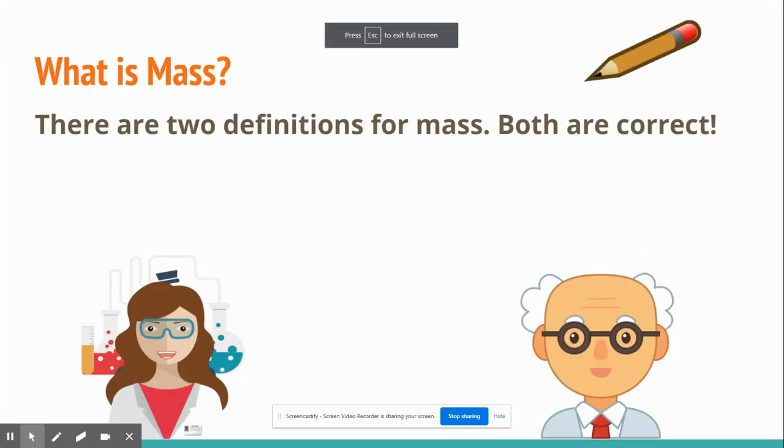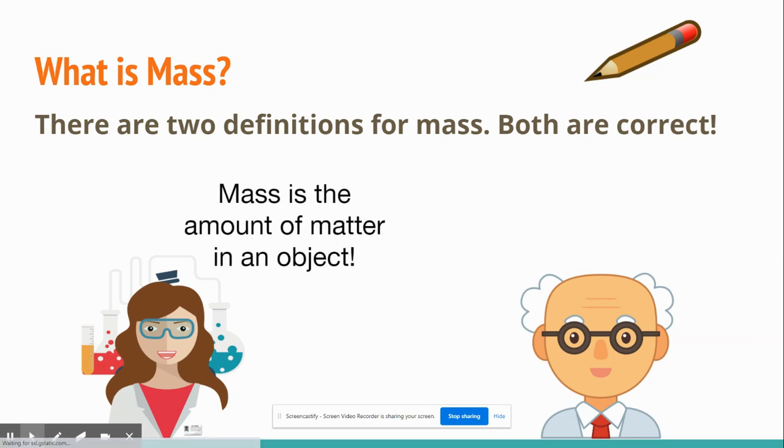So I keep using this word mass, but what exactly is mass? Now, there's actually two different definitions, and they're both right. Okay. Now, if you are a chemist, which I am, and you probably learned this definition last year in 7th grade, I tend to think of mass as the amount of matter in an object because that's what I like to think about. I like to think about that matter and conservation of matter and what happens in chemical reactions to that matter. So that's just kind of the way I think.